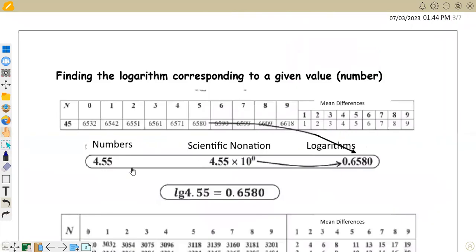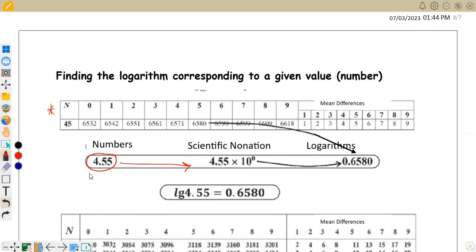Then in the next part, we have to learn how to find the logarithm value which is corresponding to a given value. Here they have given a particular part of a log table. Look at here, we are going to find the logarithm of 4.55. First of all, we can write this in scientific notation.